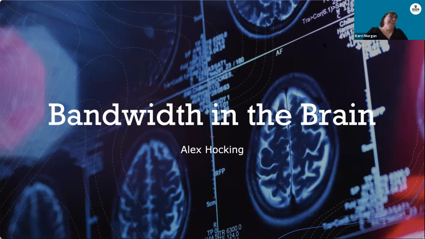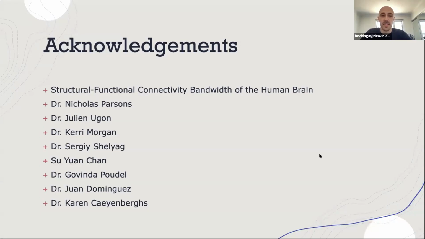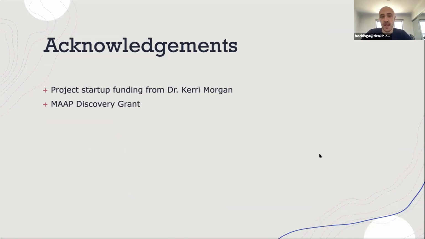Hi everyone, I'm Alex, and I'll be talking about my involvement in a project to calculate the potential throughput or bandwidth between regions of the human brain. I've been working with Nick, Julian, Kerry, Sergey, Sue, Govinda, Juan, Karen, and myself. As Kerry mentioned, I've been supervised by Julian and Sergey, and I had some funding from Kerry and a MAP discovery grant for my involvement in the project.